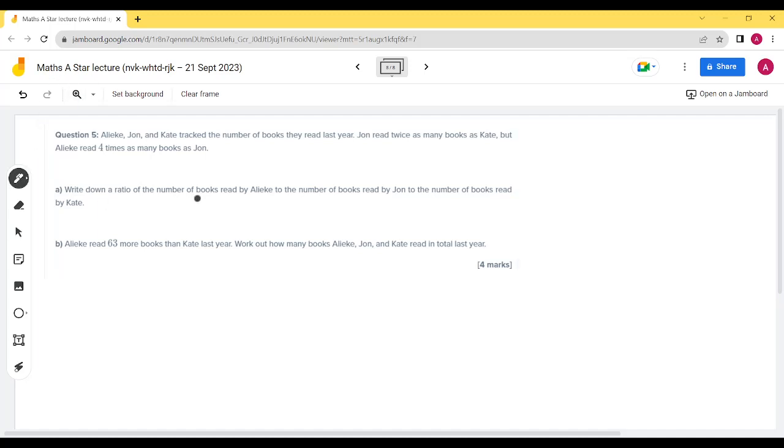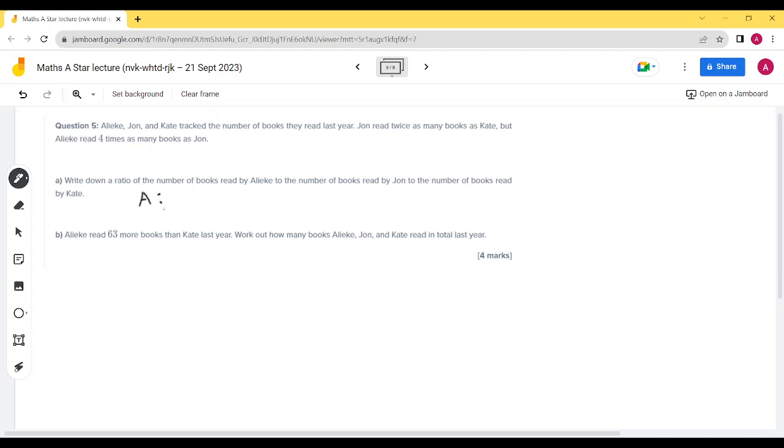Again, we just need to write out our ratio. We've got A, J, K, and we want to work out who's going to have the least. It's Kate, but Alik has 4 times as many as John. So we know that Kate read the least. John read twice as many, so John is 2. And Alik read 4 times as many, so we can do 2 times 4, which gives us 8. So we've got the ratio here, 8 to 2 to 1.